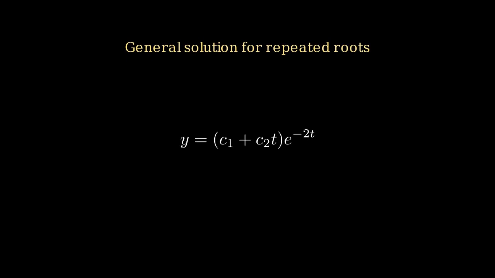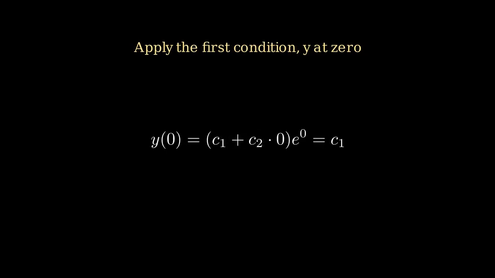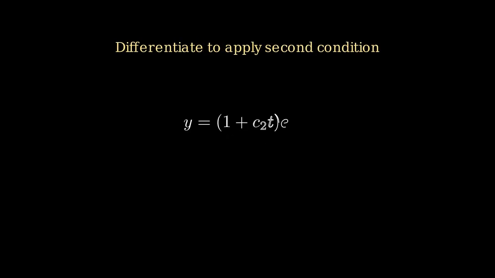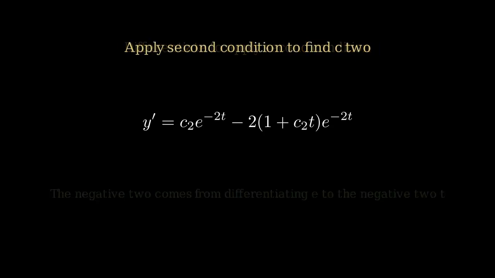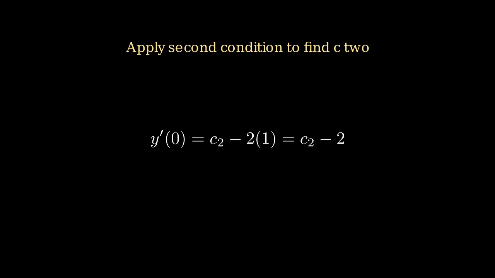For a repeated root, the general solution takes the form y = (c1 + c2 t) e^(−2t). Now we apply the first initial condition, plugging in t = 0 and using y(0) = 1 gives us c1 = 1. Next, we differentiate the solution to find y' so that we can apply the second initial condition. Differentiating gives y' = c2 e^(−2t) − 2(c1 + c2 t) e^(−2t).